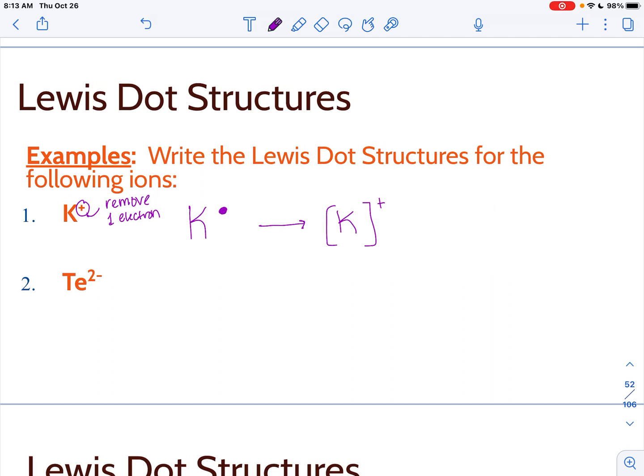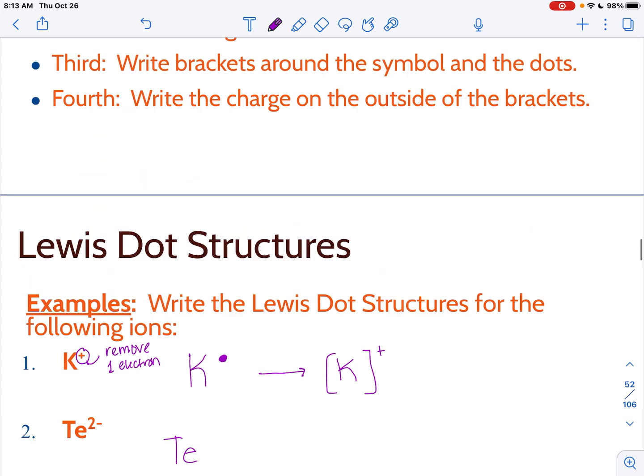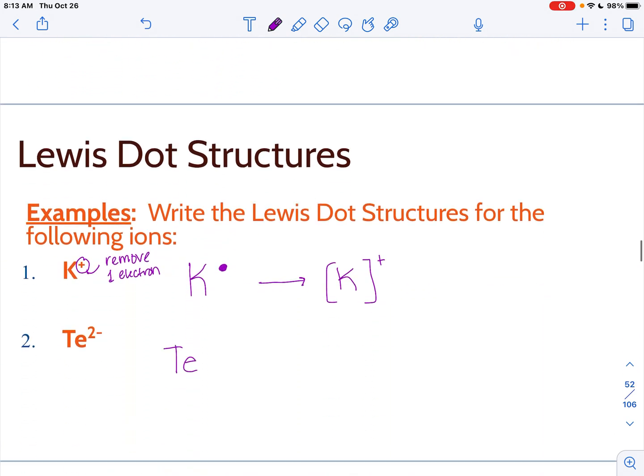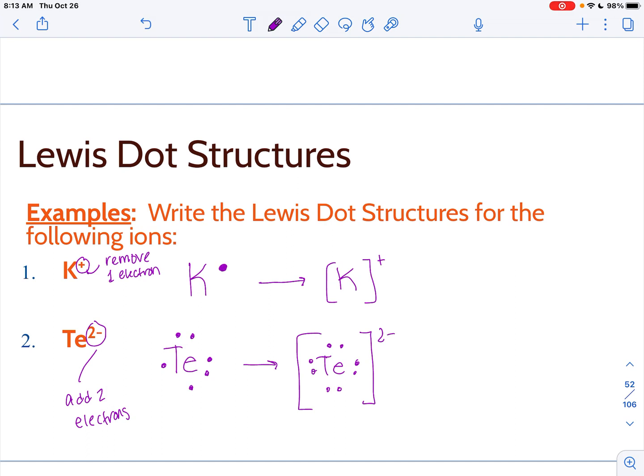So let's do tellurium. Tellurium is right here. It's in group 6A, so it has 6 valence electrons. And this 2- charge tells us that we're going to add 2 electrons. Then you put the brackets and the charge.